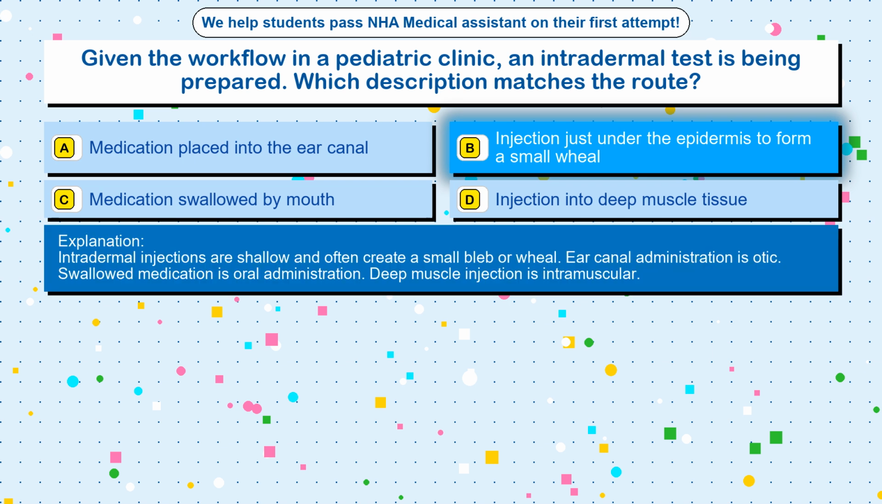Intradermal injections are shallow and often create a small bleb or wheal. Ear canal administration is otic. Swallowed medication is oral administration. Deep muscle injection is intramuscular.